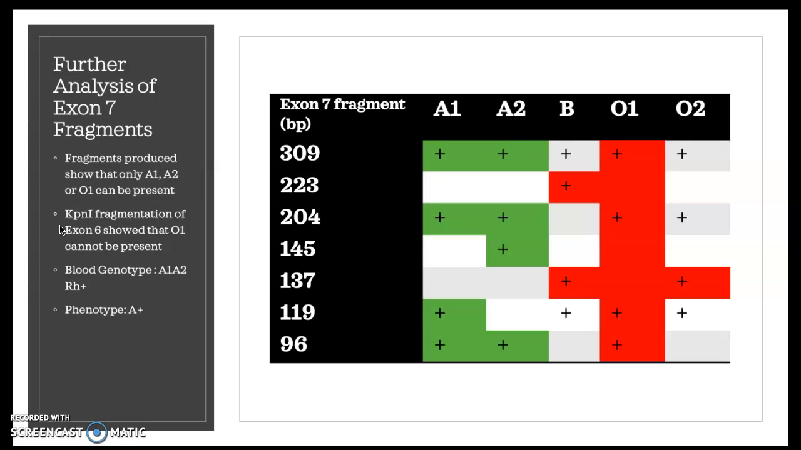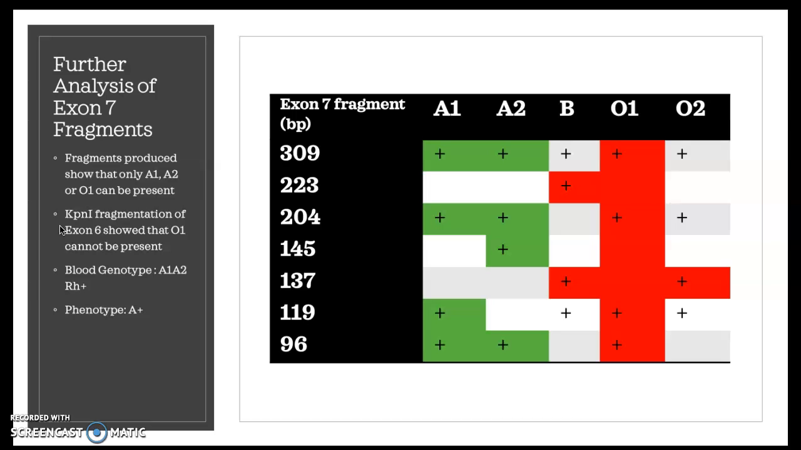Fragments produced show that only A1, A2, or O1 can be present. So if we look down at our fragments, keeping in mind that we have 309, 204, 145, 119, and 96, we can see that A1 and A2 in these green boxes line up where we would expect to see our banding. And then if we move over to the B genotype, that box at 223, we shouldn't see a fragment there, nor at 137, because that was not in our sample.